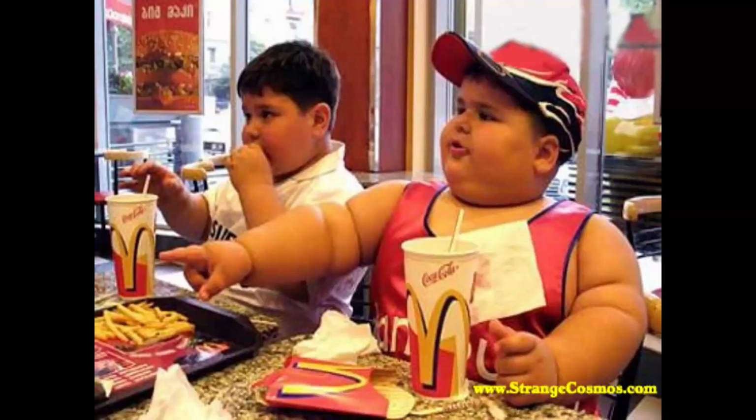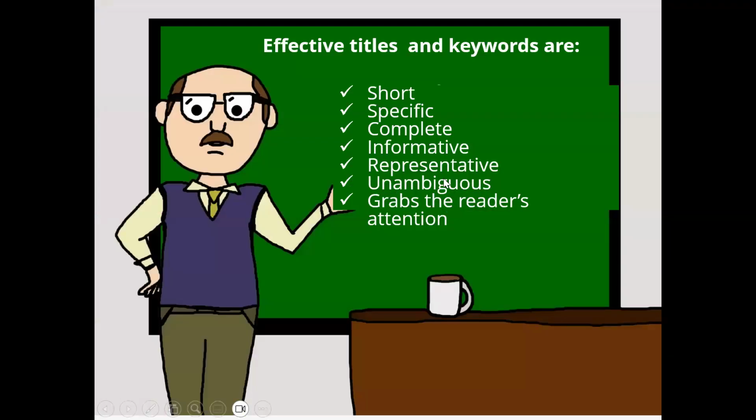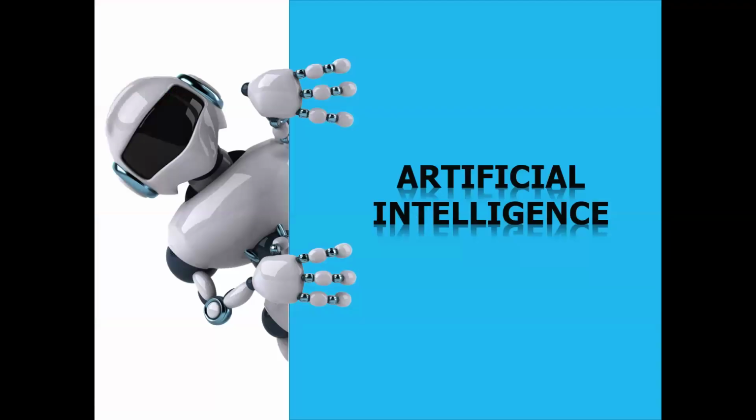So taking a photo like that and the previous one, you can practice. While you are sitting like that, you can practice writing a title and think about the different types of titles. Because the title, as we said, is the selling point of your research. So it is very important to know how to write a good title. The take-home message of this part is that effective titles should be short, specific, complete, informative, representative, unambiguous, and it should grab the reader's attention.